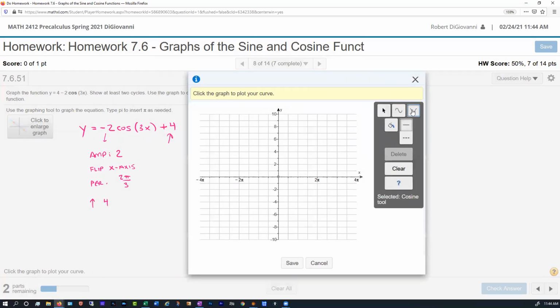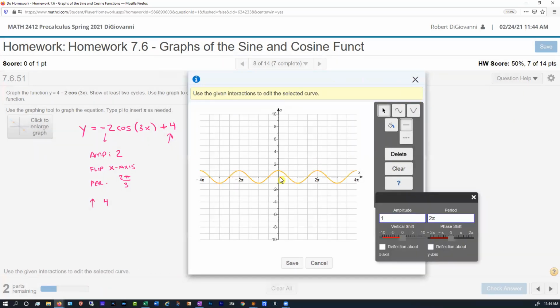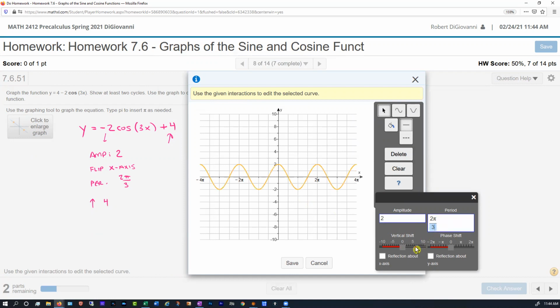It is a cosine function. Amplitude is 2. The period is 2 pi over 3. The vertical shift, it went up by 4. The whole thing went up 4. And yeah, no phase shift. We haven't done phase shift yet, but we reflect this over the x-axis also. So that should be it there.